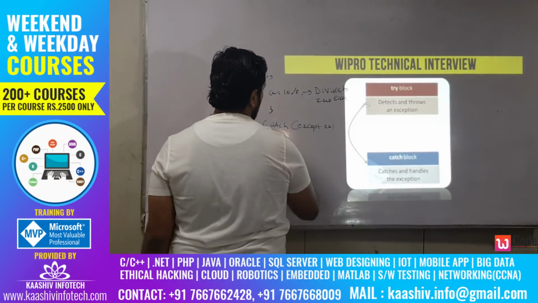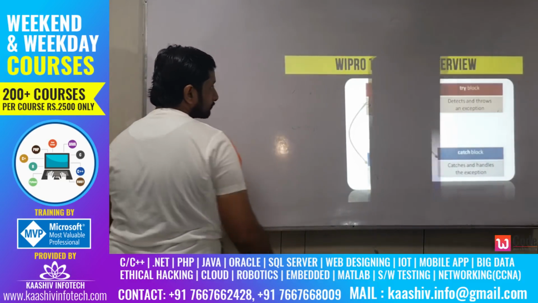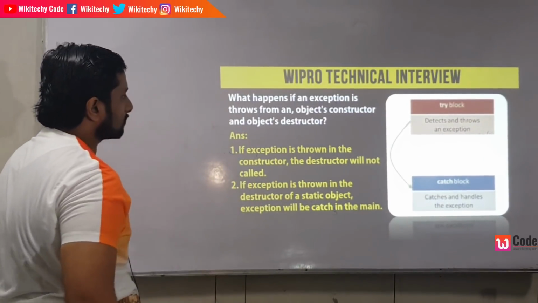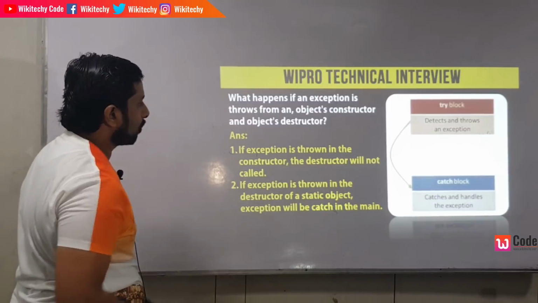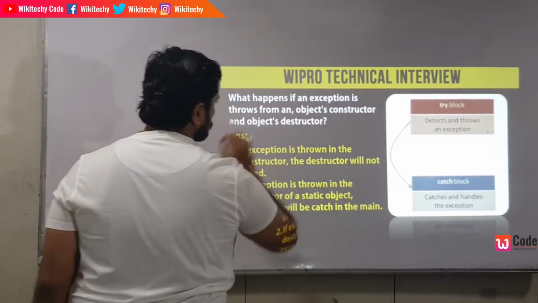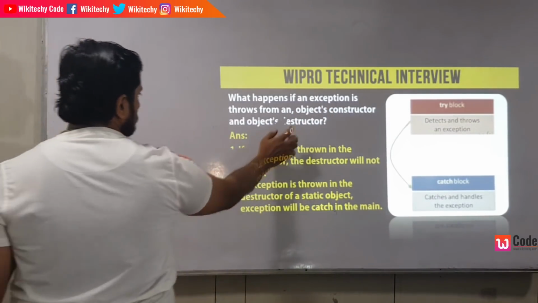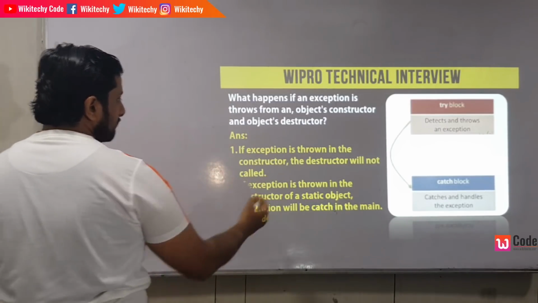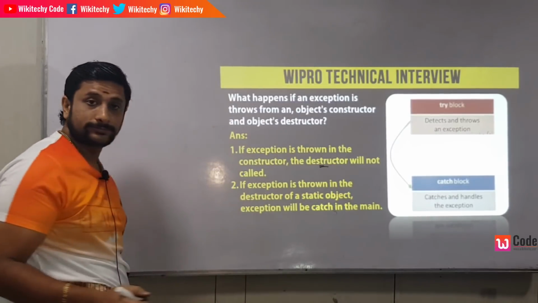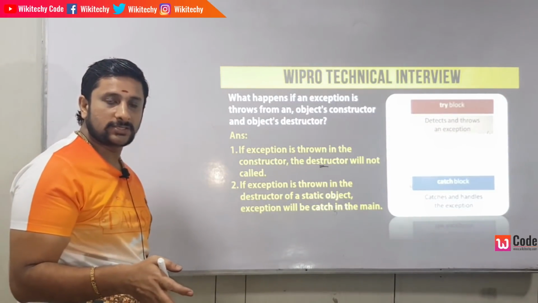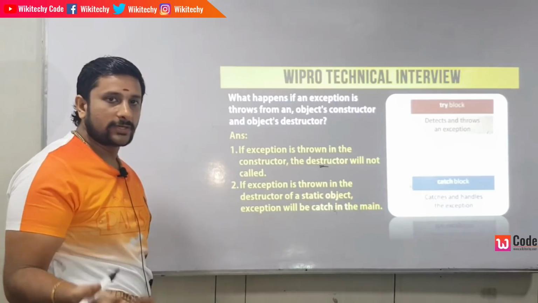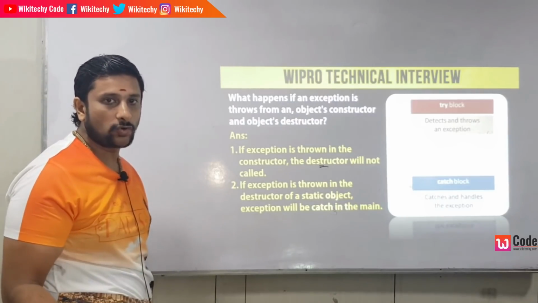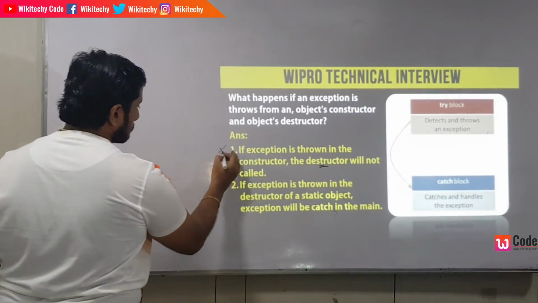Let's move on to the actual question. The question is, what happens if an exception is thrown from an object constructor and an object destructor? If the constructor is throwing an exception, what will it do, and if the destructor is throwing an exception, what will it do? If an exception is thrown in the constructor, the destructor will not be called. If there is an error in the constructor, the destructor won't be called. So the object will be created and it is not destroyed. This is a major drawback.